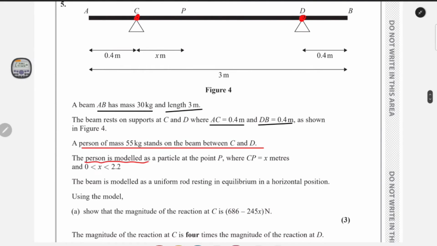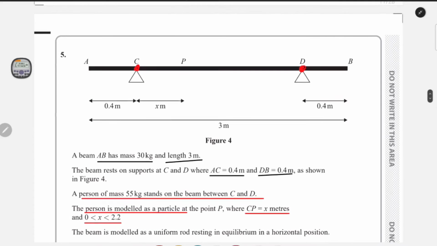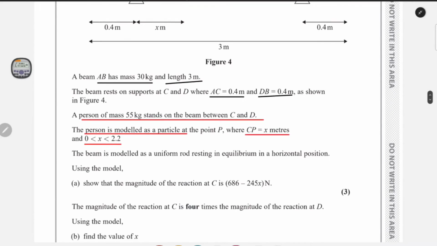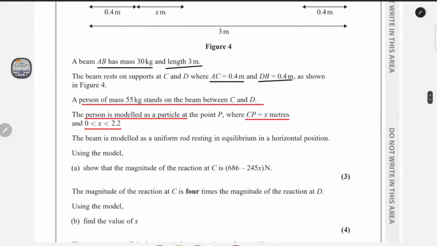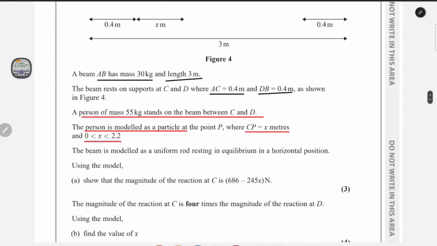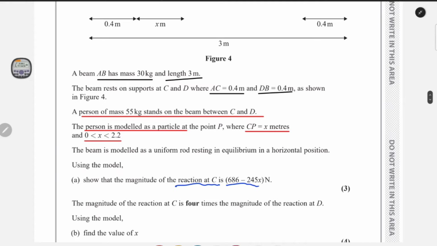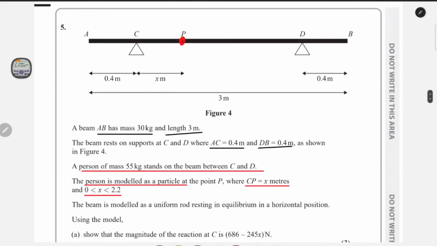The person is modeled as a particle, and we are given that CP is x meters, with x between 0 and 2.2. So this is where the person is. Now we have to show that the reaction at C is 686 minus 245x.